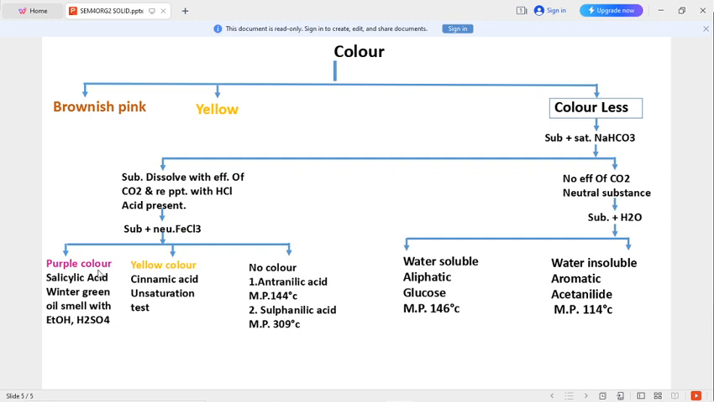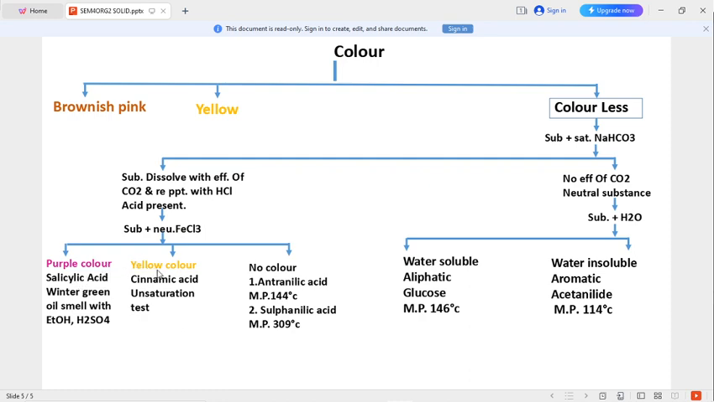If you get a purple color, it is indicating the presence of salicylic acid. One more very good test, it gives the smell of wintergreen. Wintergreen smell means the smell of balm. So with esterification with ethanol and sulfuric acid, you will identify the wintergreen oil smell, which is a very good test of salicylic acid.